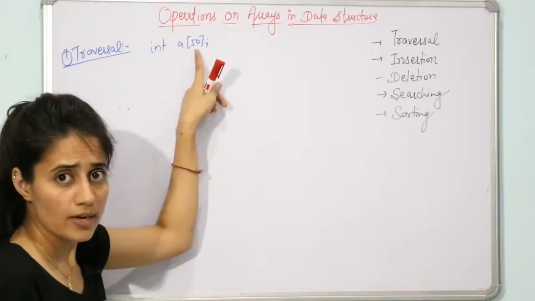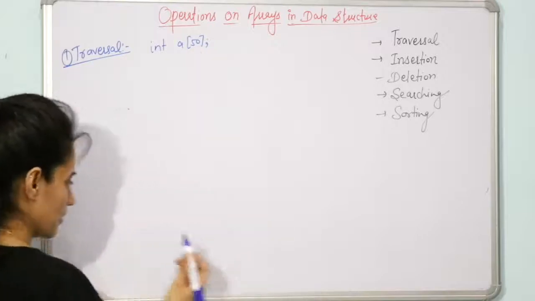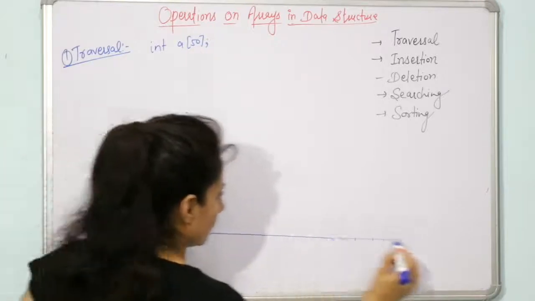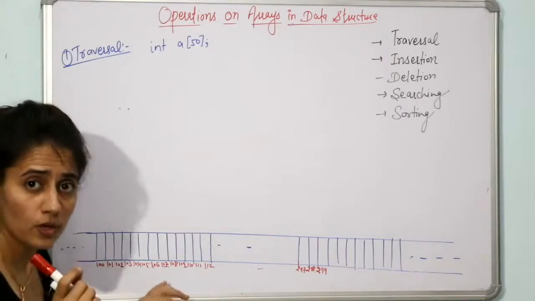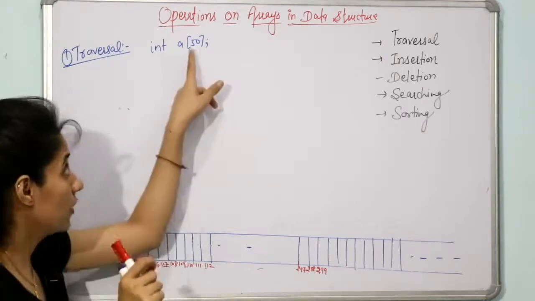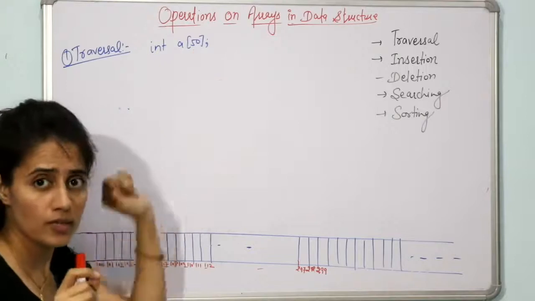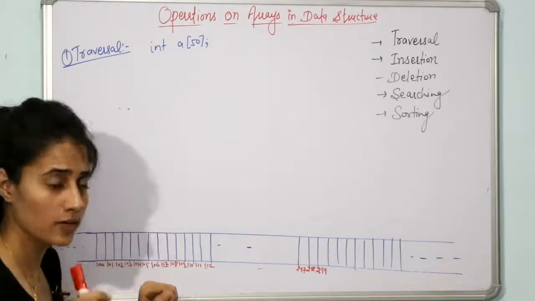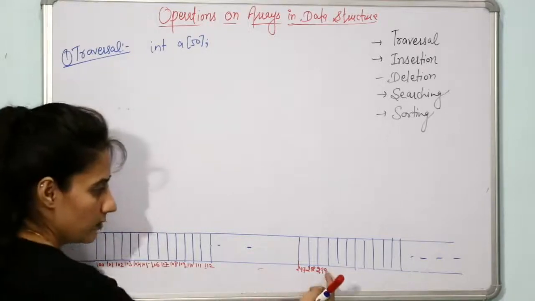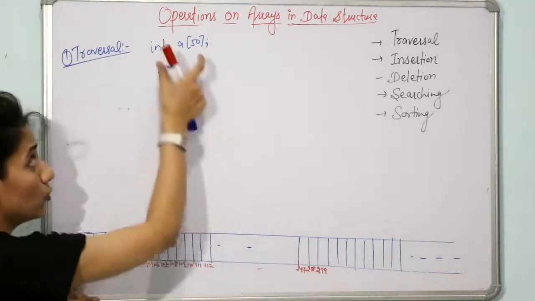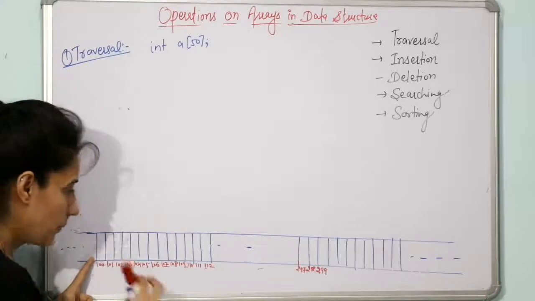50 into 4, that is 200 bytes. So something like this. If this is our memory, so now see, in the memory, how many bytes would be allocated? And that is 50 into 4, because one integer will take 4 bytes, that is 200 bytes. So suppose the base address is 100, so 100 to 299, these bytes would be allocated to this array, this space.